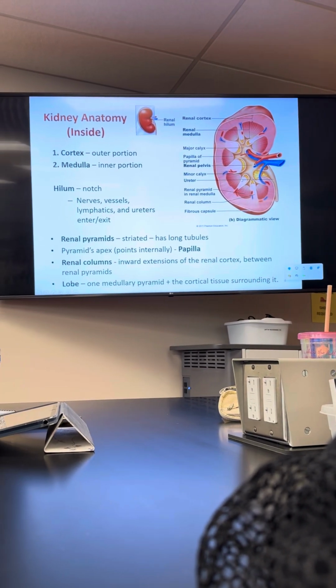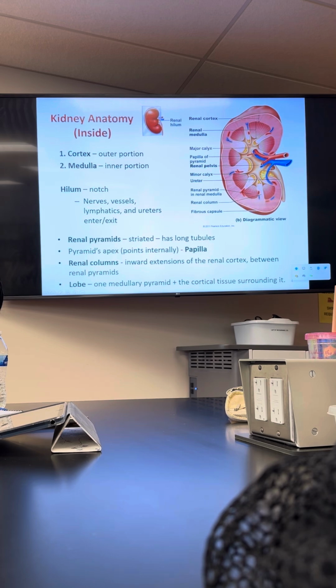Okay, now let's look at between those papilla and pyramids, and we are going to look at these little extensions of the cortex, and these are called the renal columns. The renal columns. So if you took a papilla, a pyramid, and you took the two columns next to it, that's one entire lobe.